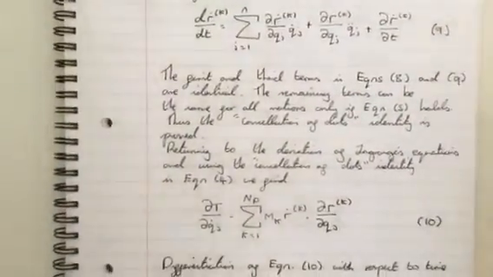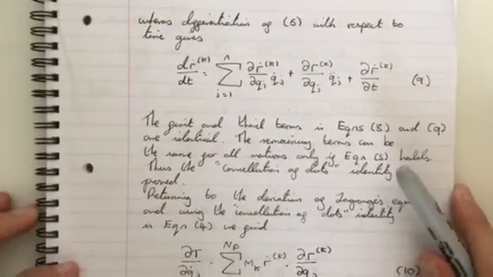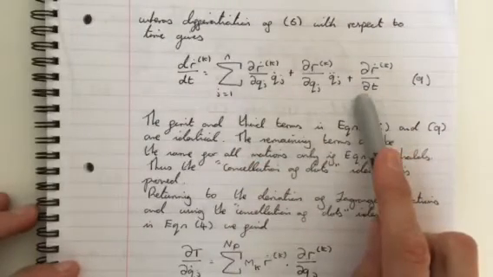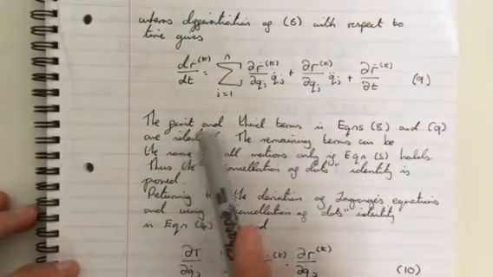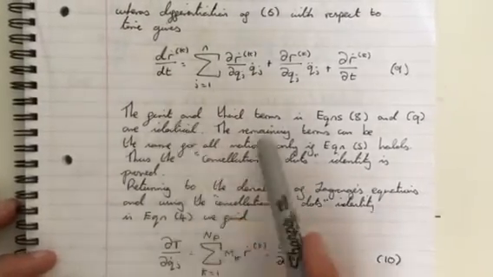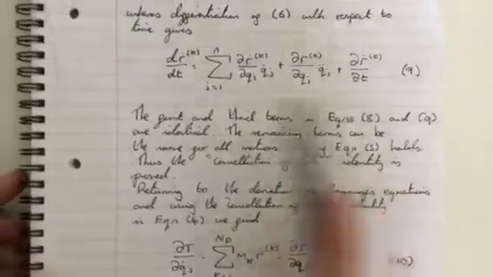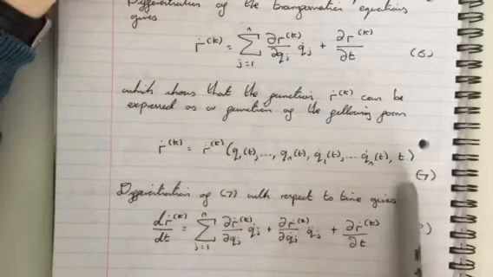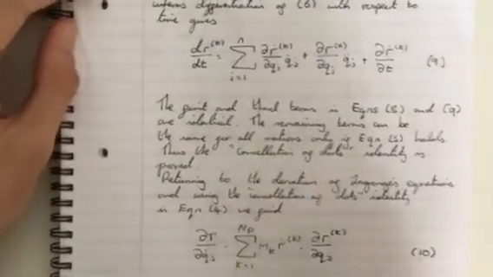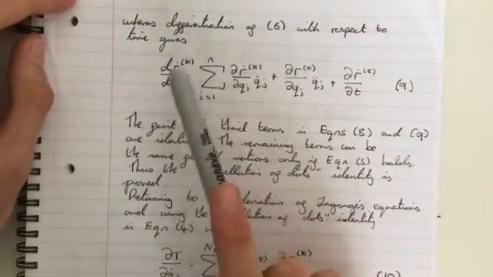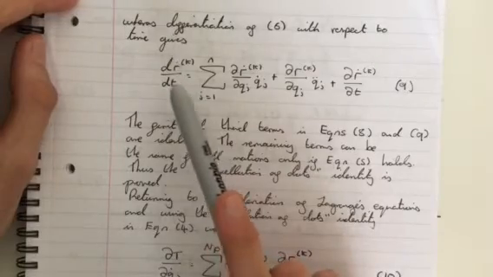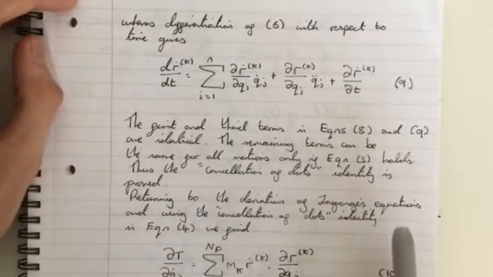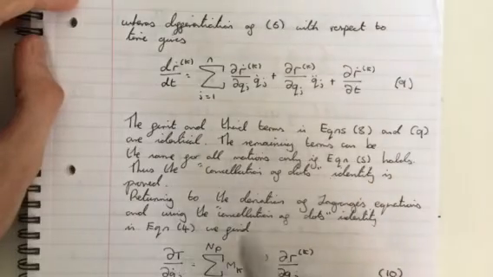Differentiation of equation 6 with respect to time will give us this. Okay, brilliant. So the first and third terms in equations 8 and 9, 8 being what we just did, differentiation of this with respect to time, and we also did the exact same thing but differentiated the other equation with respect to time. They're both equal, they're both dr dot by dt, and we can see that the first and third terms in both those equations are identical.